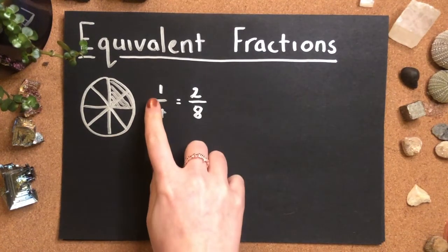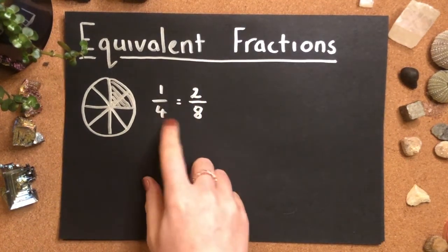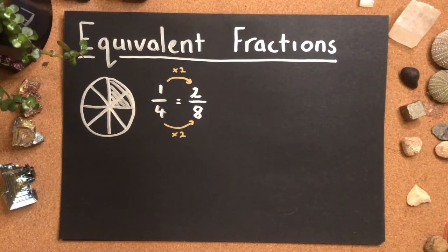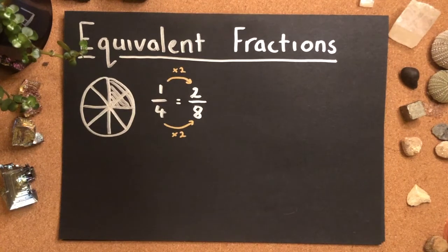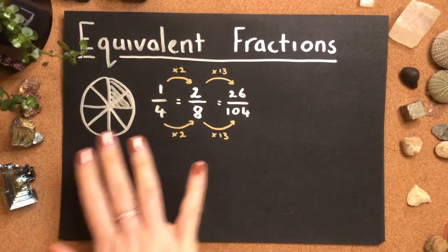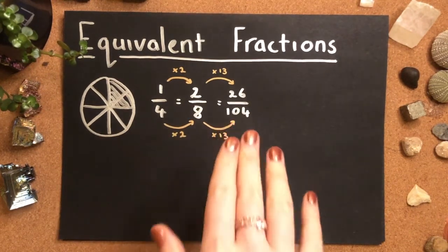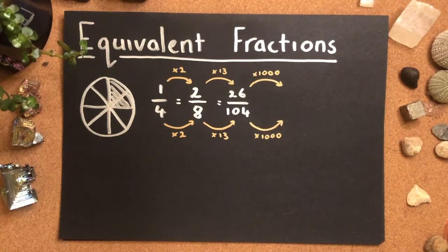Numerically, think to yourself, what happened to turn 1 into 2 and 4 into 8? You can see I've timesed the top and the bottom by the same thing. And as long as you multiply the numerator, top, and the denominator, bottom, by the exact same thing, then you can't go wrong. You're going to get an equivalent fraction, even if you times by something really weird. I could times them both by 13, and now it looks completely different to 1/4. But they are the same thing. I could times them both by 1,000. The numbers look different, but I have not changed the value of this fraction at all.